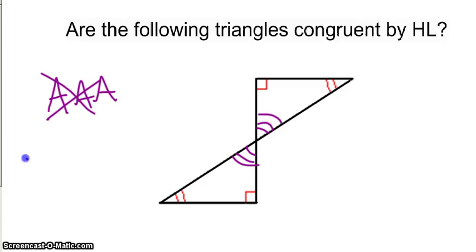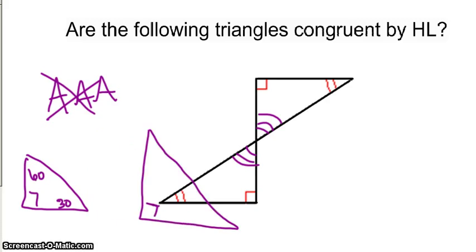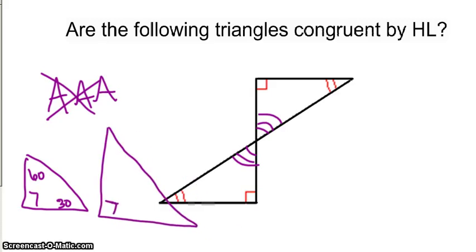For example, if you can just picture this, I can have maybe a 90, 30, and 60 triangle, a right triangle. But guess what? As soon as I go like this, I can also have a 90, 30, and 60 triangle, 30 here, and 60 here. So exact same triangle with the same degrees, except obviously they're not congruent. AAA does not prove triangles congruent.